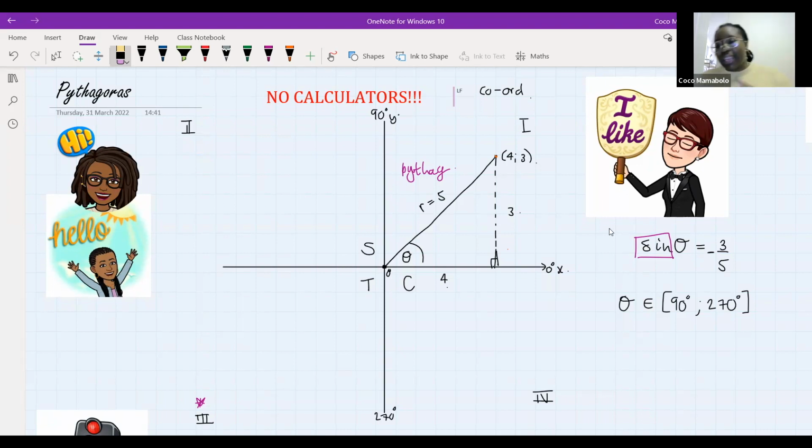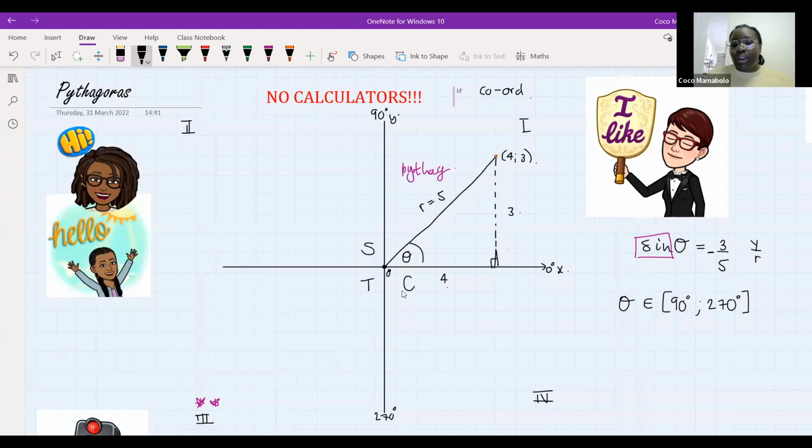Good, quadrant three, excellent. We know this because sine is y over r, and the only part where our y value is going to be negative is in the third quadrant. Besides, sine is positive over there. Where is sine negative? It's down here, right?